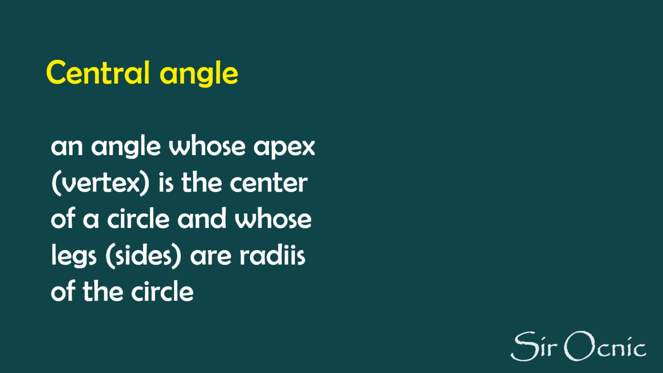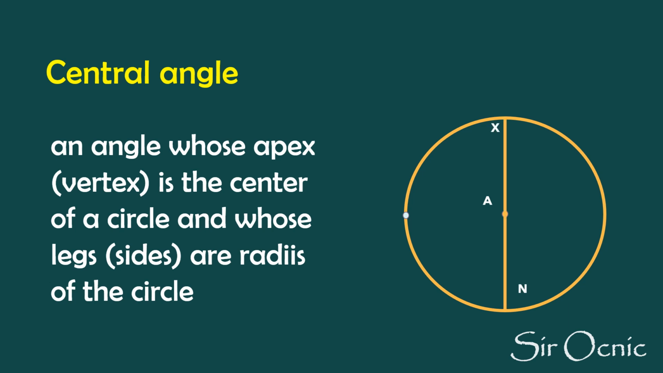A central angle is an angle whose apex or vertex is the center of a circle, and whose legs are the radii of the circle itself. This is an illustration of a central angle. The central angle can be named as angle RAX. Remember that if you are going to name an angle, always place the vertex at the middle of the angle.